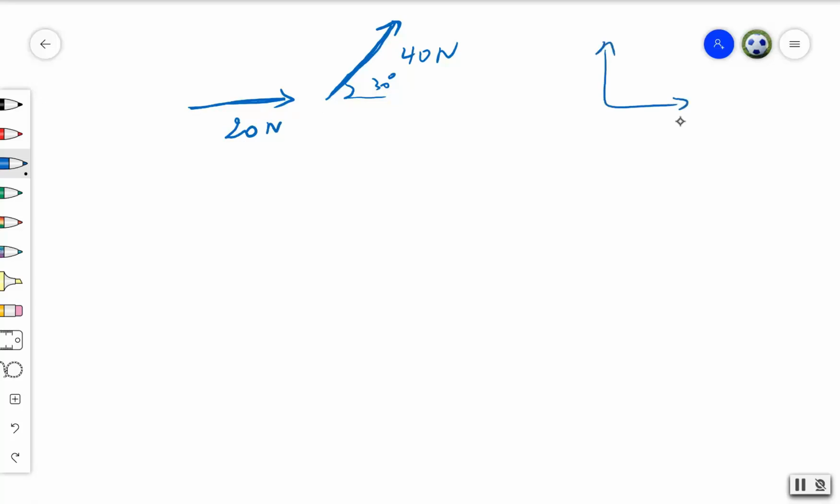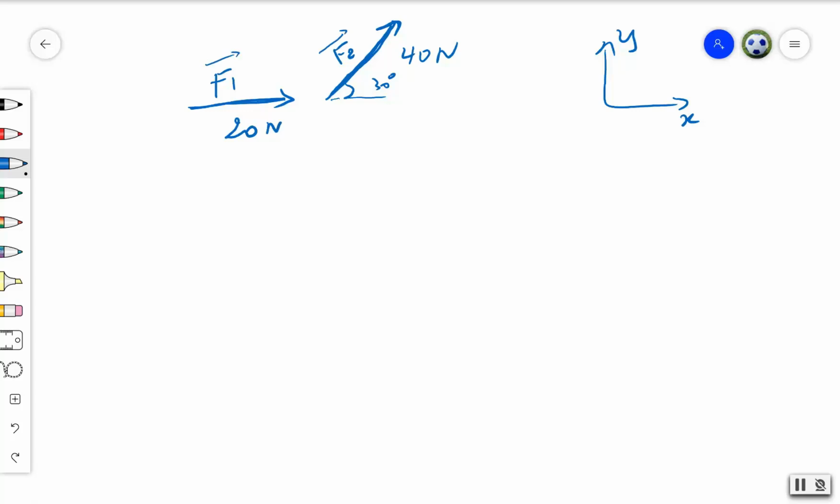120 Newton, and in the east direction. Let's say this is x and this is y, so in the x direction, and the other vector, so let's call this F1 and this F2, and the other vector F2 is at 30 degrees from the x-axis. The magnitude of F2 is 40 Newton, right?